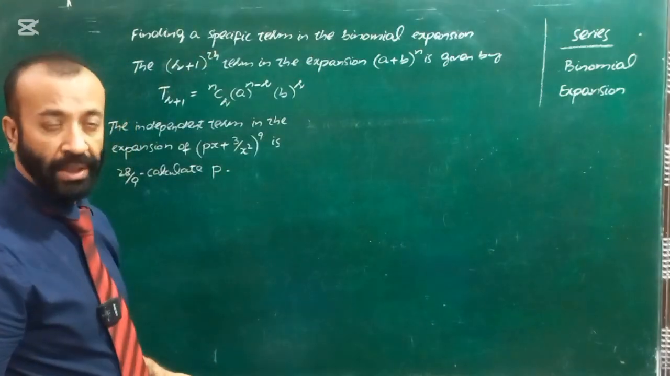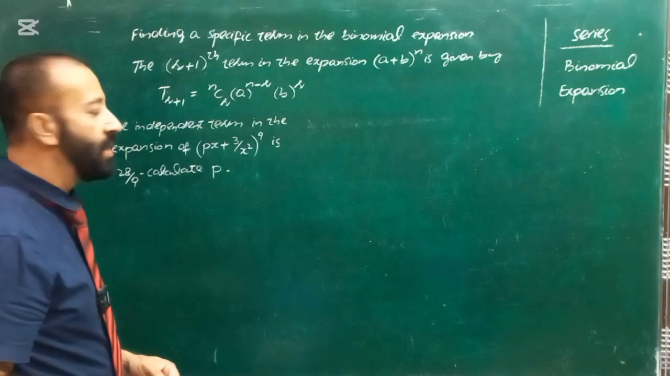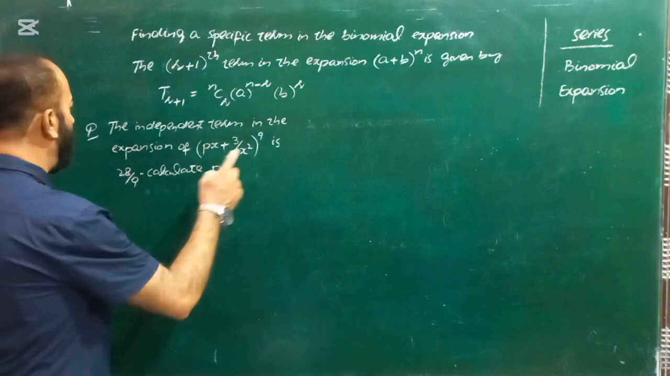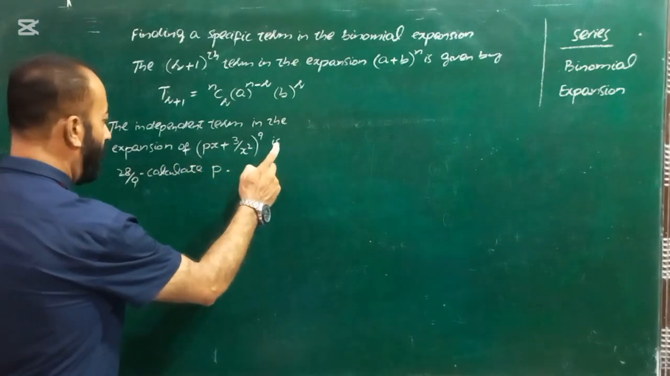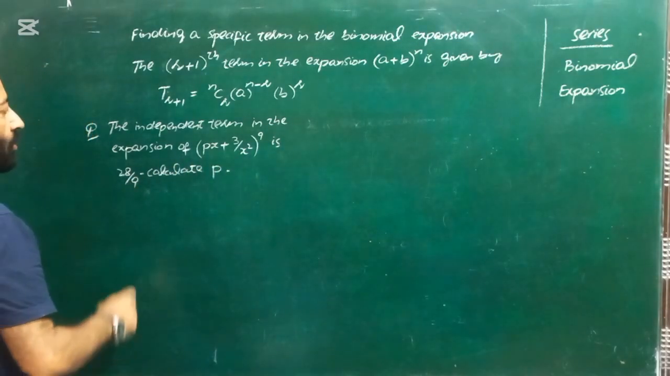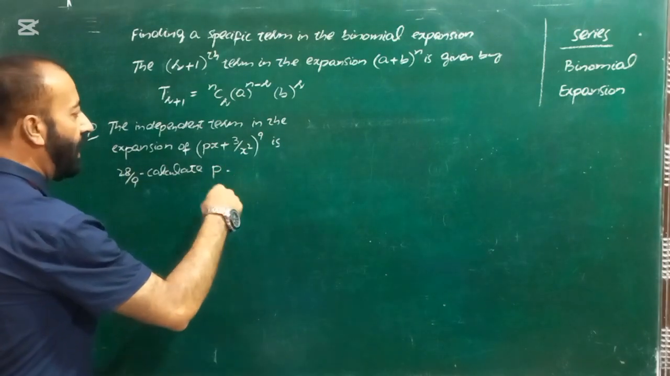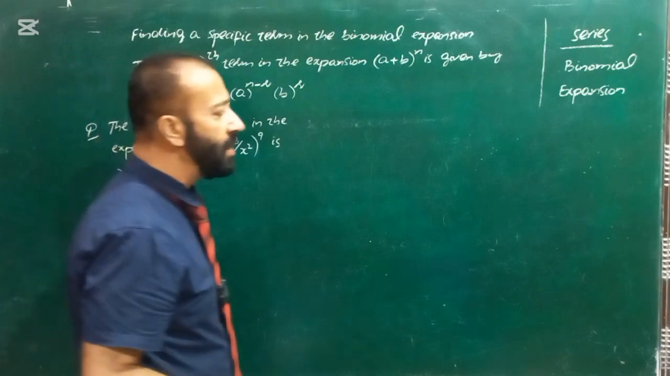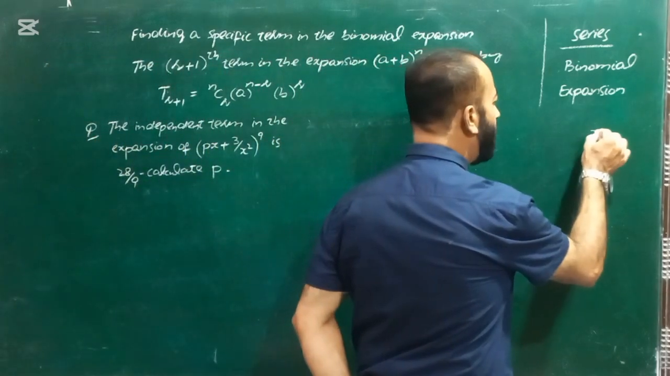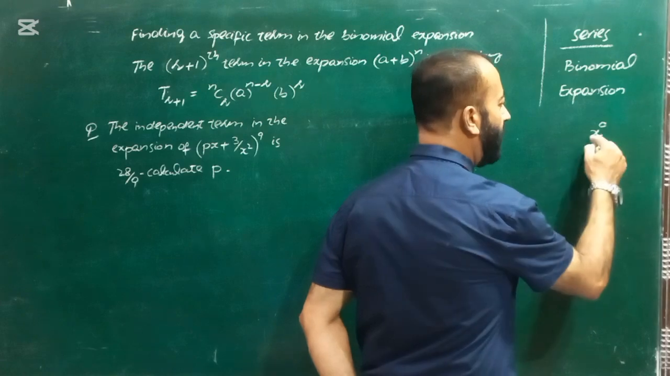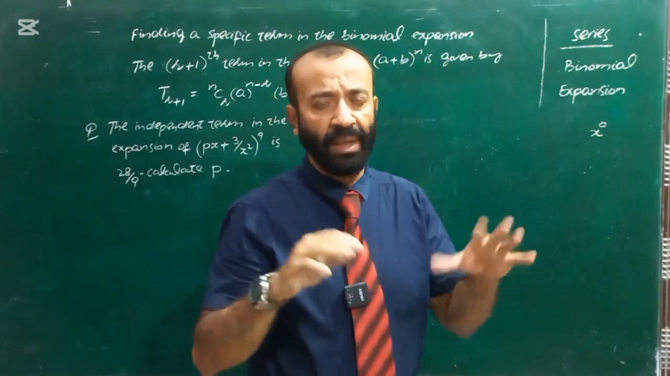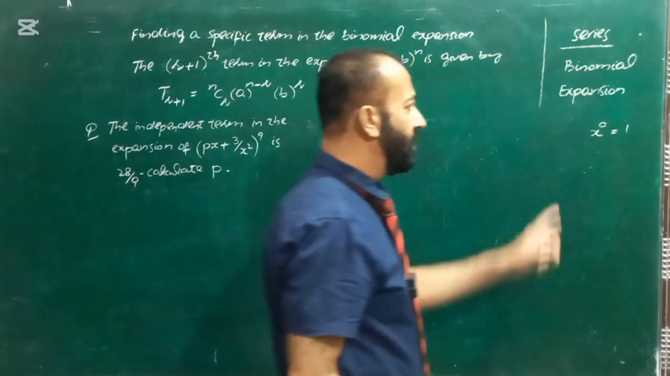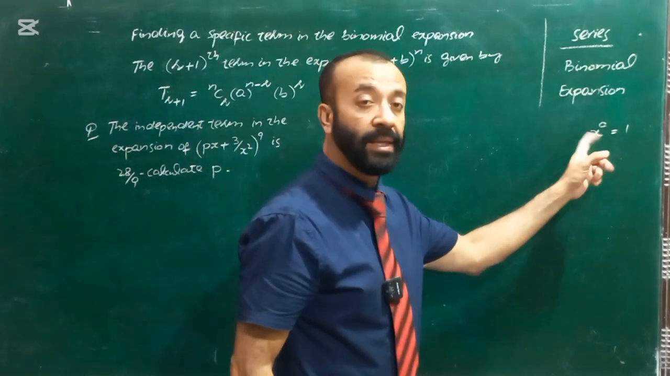Here is another question that is important as far as your papers are concerned. The statement of the question is: the independent term in the expansion of, so this is the expansion, is given. So now in this expansion the independent term is asked. First you have to understand independent term will be x raised to the power 0, because x raised to the power 0 means there is no x, independent of x. So that is actually 1. So independent term is x raised to power 0.